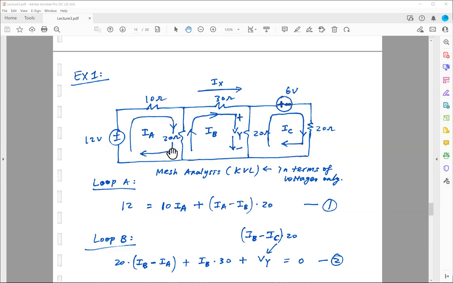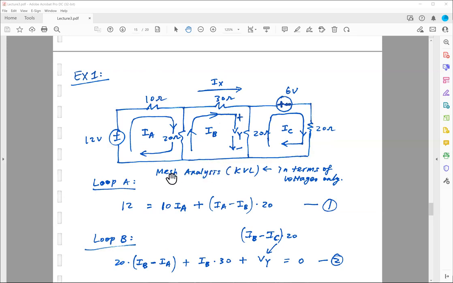In each loop, I'm going to designate first the direction of the current flow. This is exactly the same idea as we would do for KVL. In our KVL analysis, we have to specify the direction of the current flow. So I always use clockwise for the current direction. So in this case, I have 3 loop currents flowing clockwise.